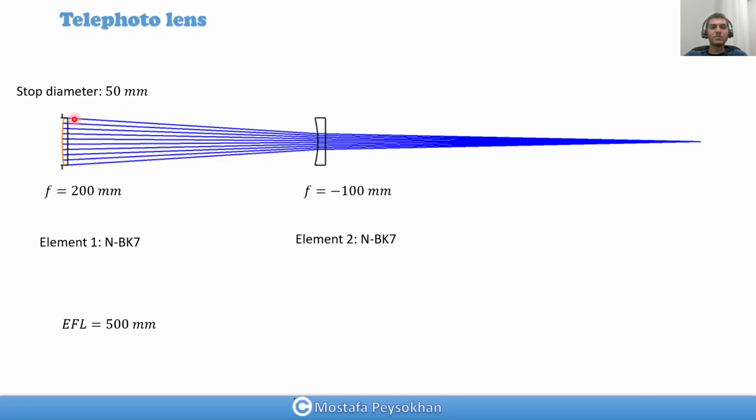As you can see, this is a plano-convex lens because one surface is flat and the other is curved. Again, here we have the same: one surface is flat, the other is curved. And the stop diameter, which is the stop of your system, is 50 millimeter. So first, we need to find roughly how much the distance between these two lenses should be to give an effective focal length of 500 millimeter.